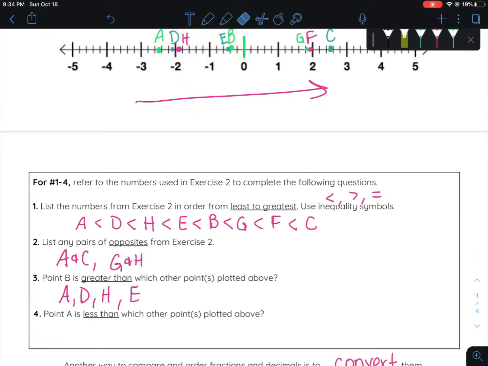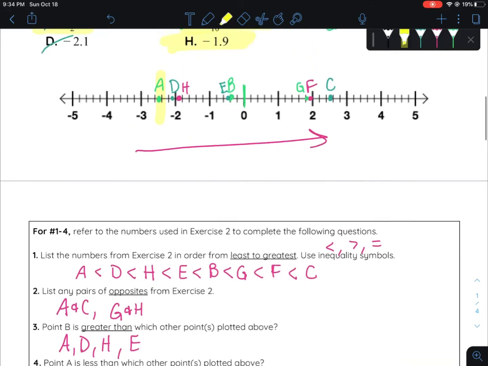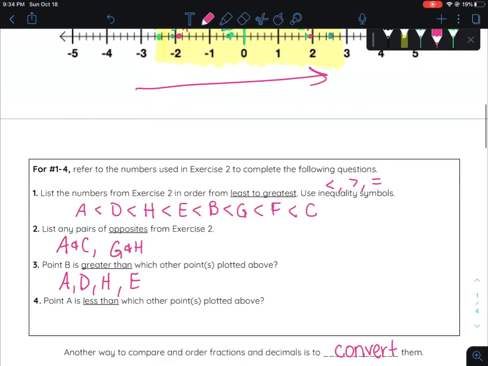Point A is less than which other points? Well, actually, point A is to the left of literally everything, right? Look, everything's right of it, which means that point A is smaller than everything else above. So I'm going to say all other points above. Okay? And now moving on.